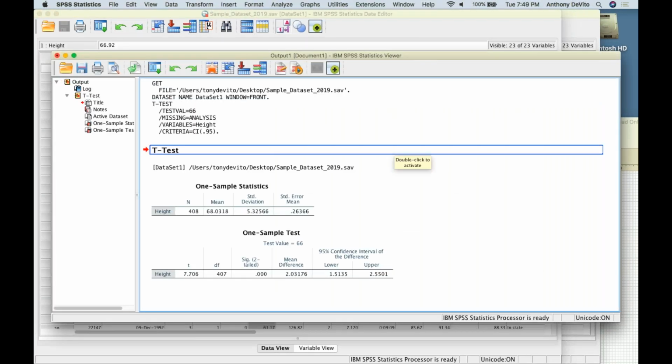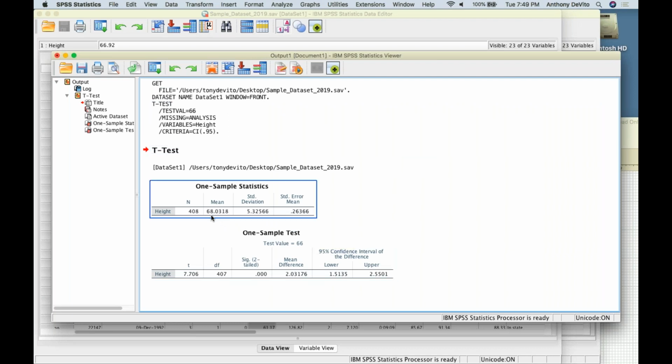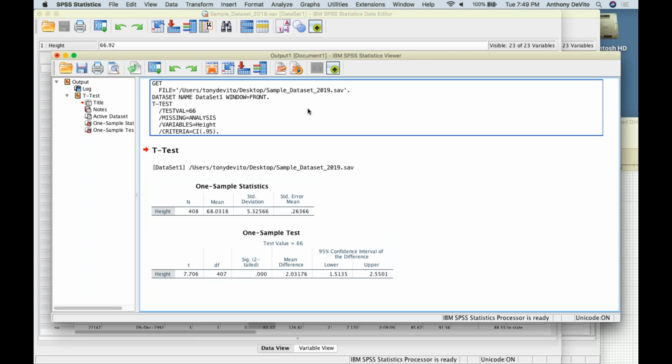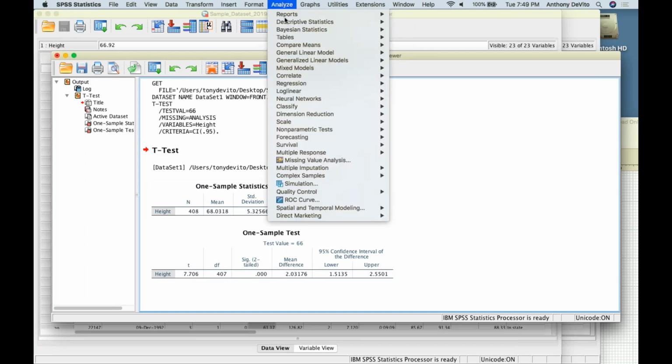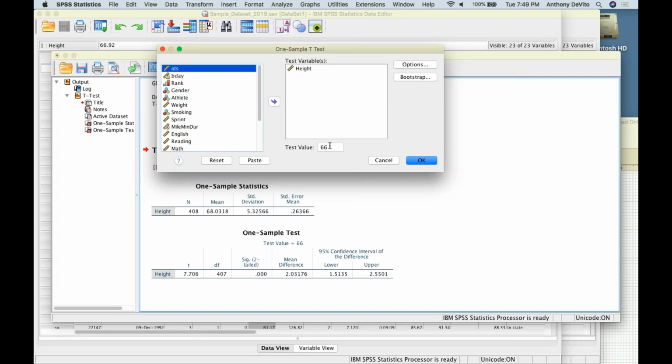Okay. Now let's see what we got for a t-test. It says that the mean for all of these people is 68 inches. The standard deviation is 5.32, the standard error is 0.326, and the t-score is 7.706. I'm going to go back and do this again, because I want to get it closer. Most of the time, if there's a big difference you get a big t-score, because that means you're very confident, right? But I wanted to get another look at this.